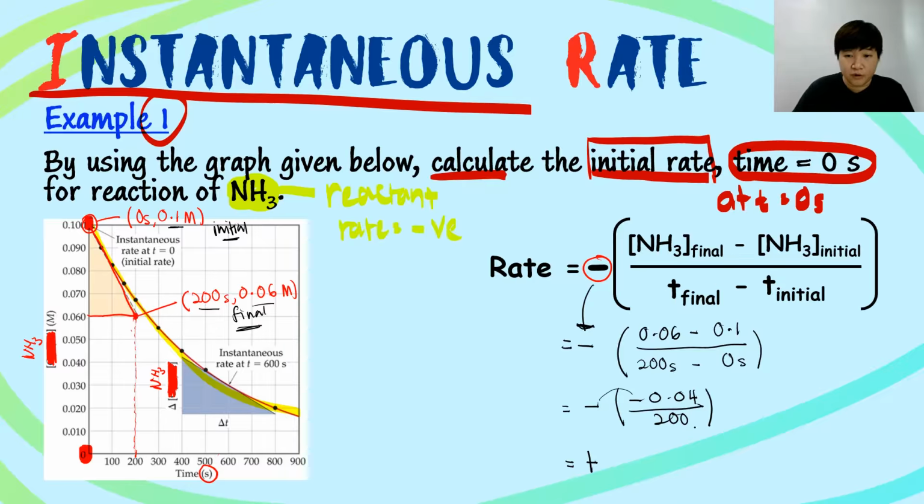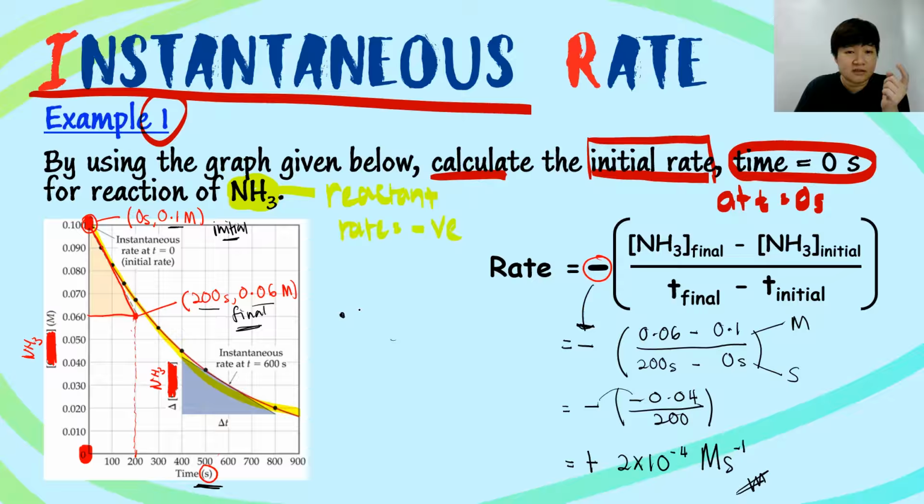Okay, so your rate over here will be 2 times 10 to the power of negative 4. And what would be the unit? Concentration is in molar, your time is in second. Look at the time, second. So your unit will be molar per second. Simple. Alright? Very simple, guys.